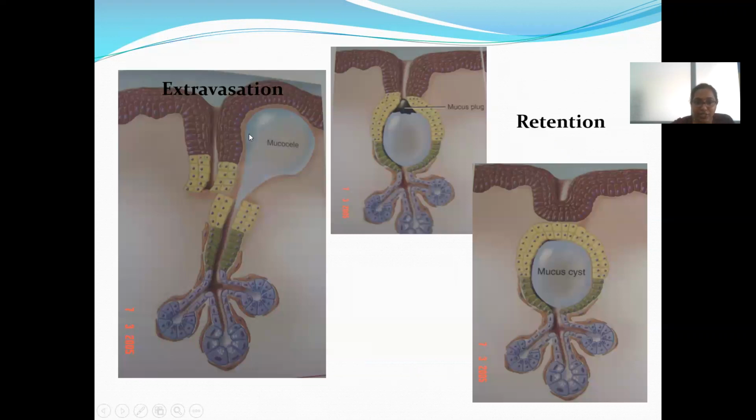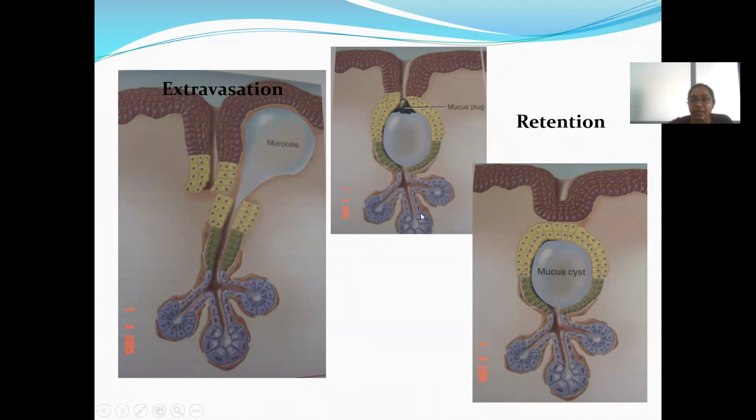You can see the extravasation type. There is a duct; assume this as the minor salivary gland and this is your duct. Whenever there is a trauma, the continuation of the passage will be obstructed or cut, and the saliva gets spilled somewhere in the connective tissue below the mucosa. At that particular site where saliva accumulates, there will be a swelling. That swelling we call a mucocele.